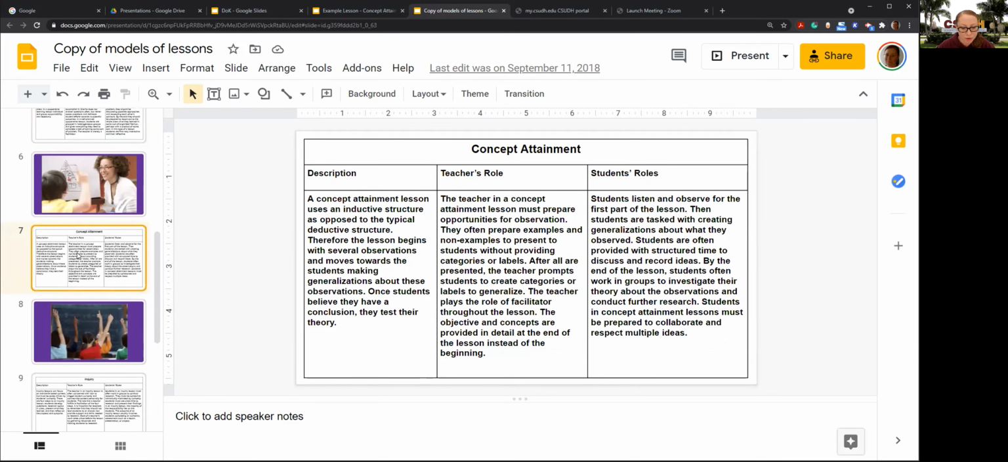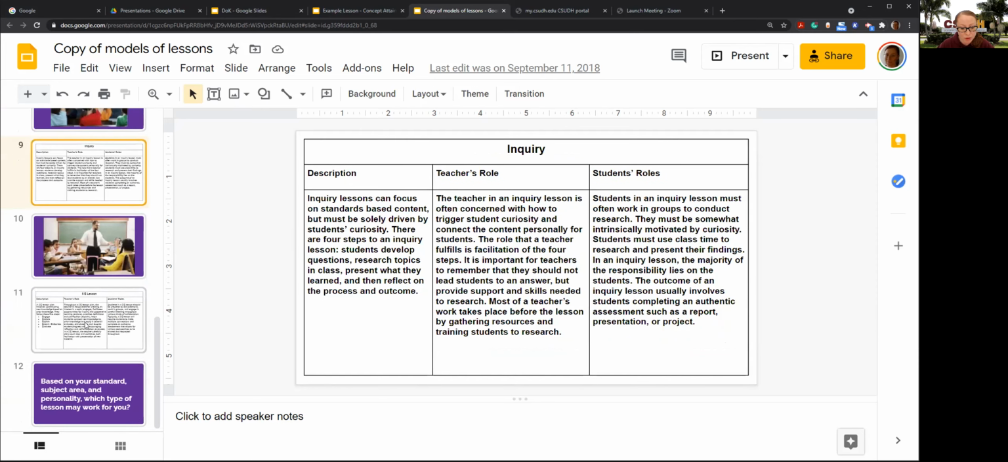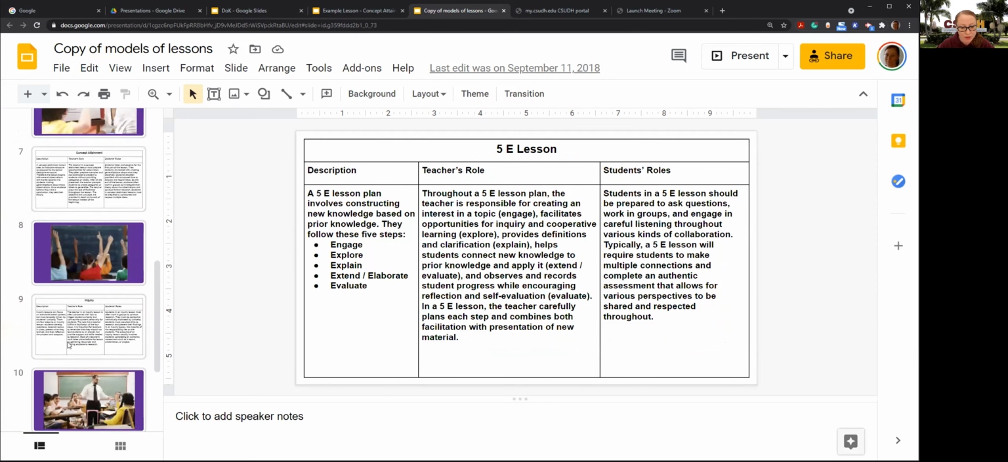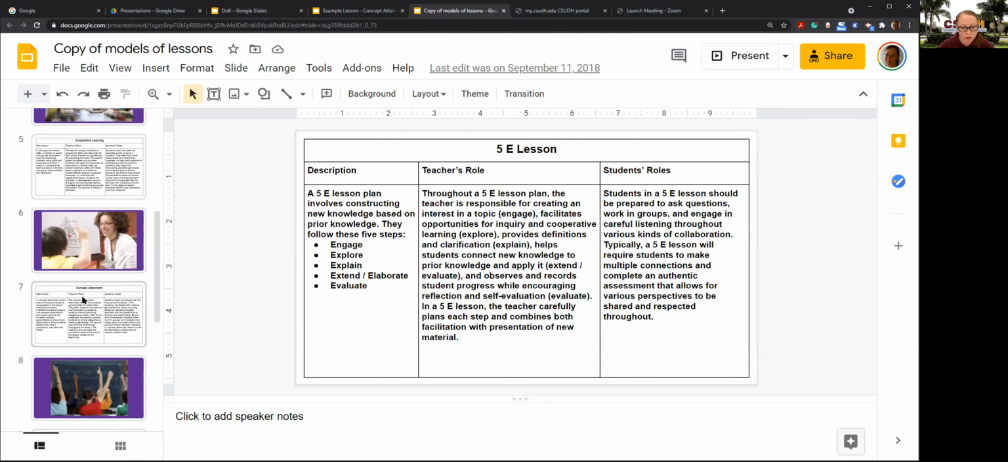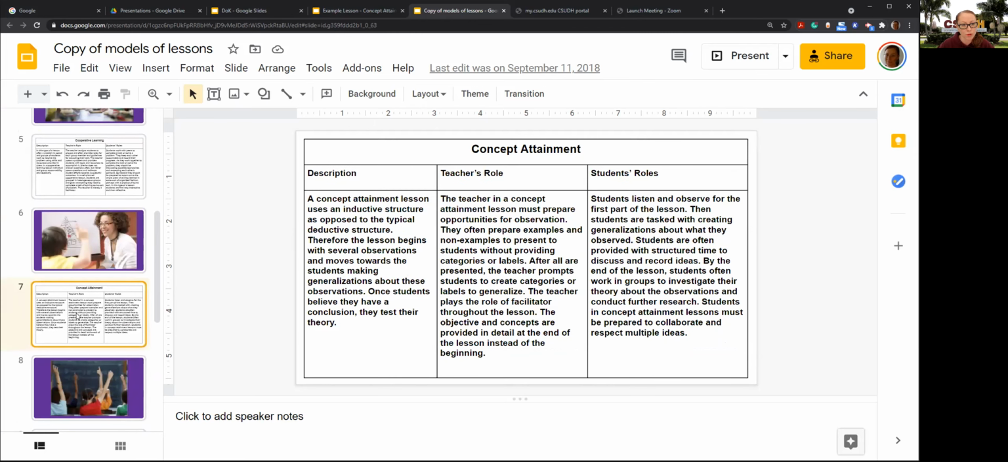The third one here is concept attainment. That's the one I'm going to share with you today. There's also inquiry and the 5E lesson. So this class and your 407 and your 405 will be giving you an intro to these kinds of lesson planning, but this one is probably the least talked about. So that's what I'm going to share with you today.